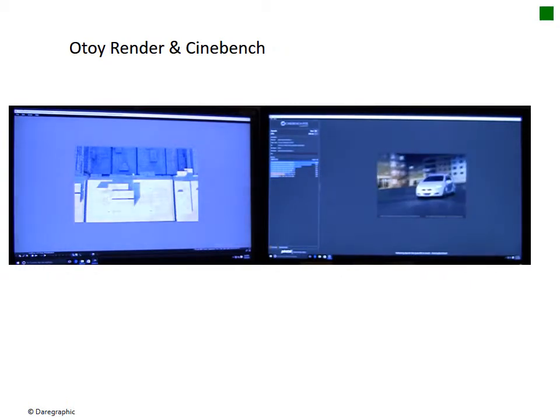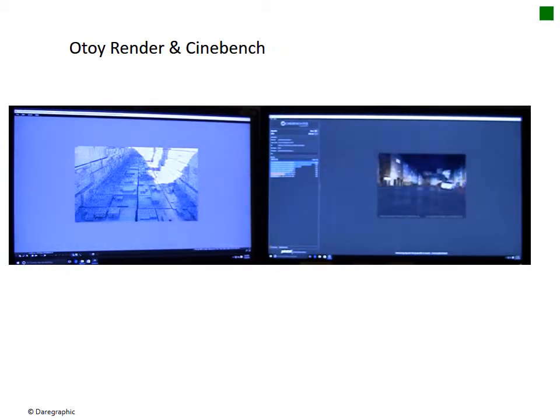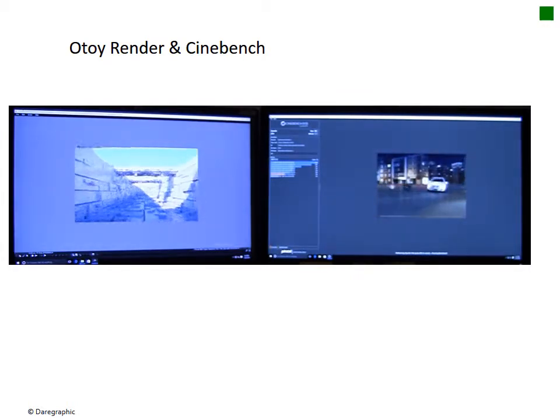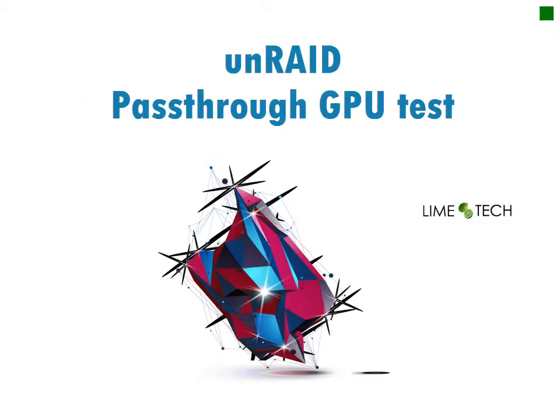This proves again that running concurrent GPUs in 2 VMs at the same time is quite powerful and simple using unRAID. That's it. That was the unRAID pass-through GPU test. Thank you.